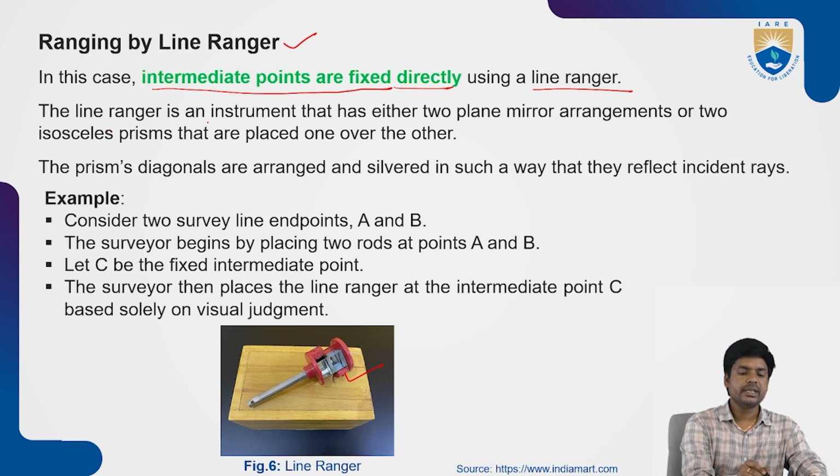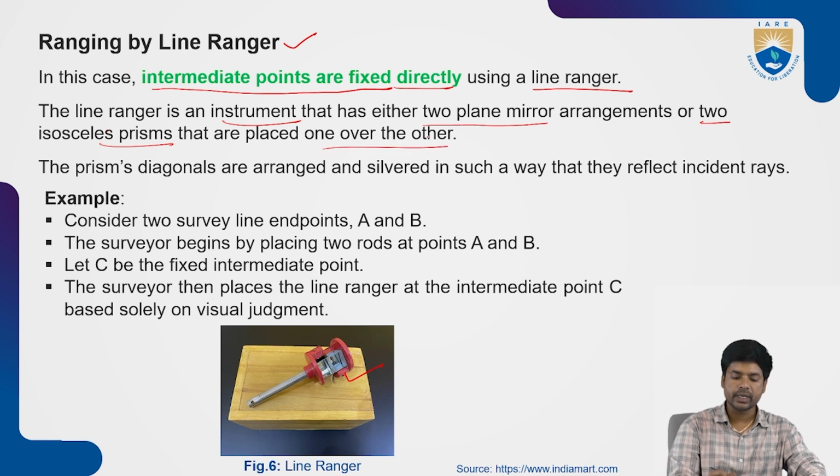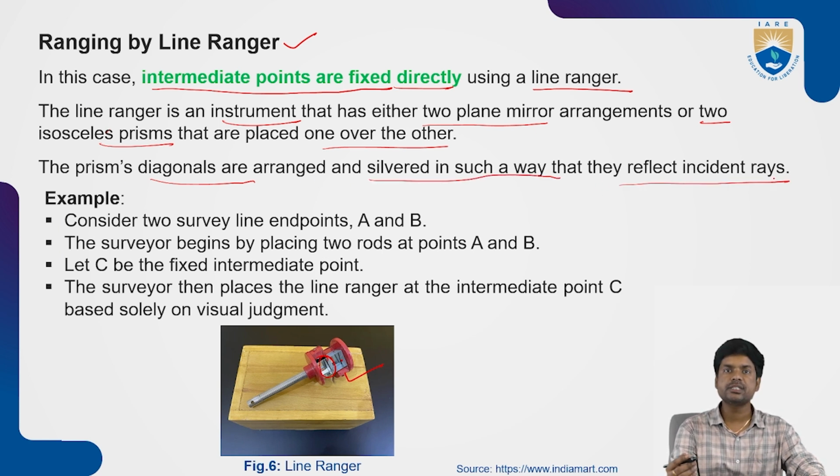The line ranger is an instrument that has either two plane mirror arrangements or two isosceles prisms that are placed one over the other. This line ranger has two prisms placed one above the other, and the prisms' diagonals are arranged and silvered in such a way that they reflect the incident rays. We can see the incident rays coming from the object.